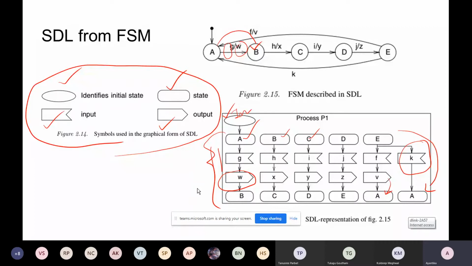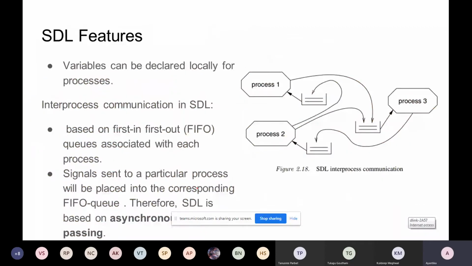Now, if we develop multiple such processes and we distribute them in different.